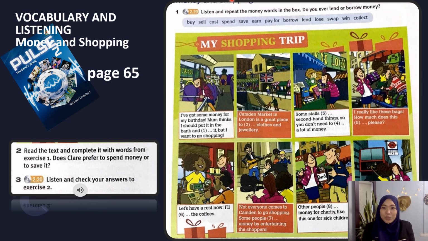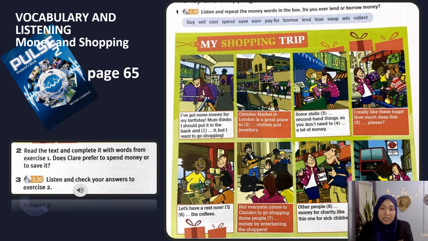There you go. Did you manage to follow and repeat the words? I really hope so. Okay, now read the text and complete it with words from exercise 1. Does Claire prefer to spend money or to save it? So you're going to listen to Claire about her shopping trip. Okay, you're going to listen and check your answers to exercise 2. Later you're going to check your answers.